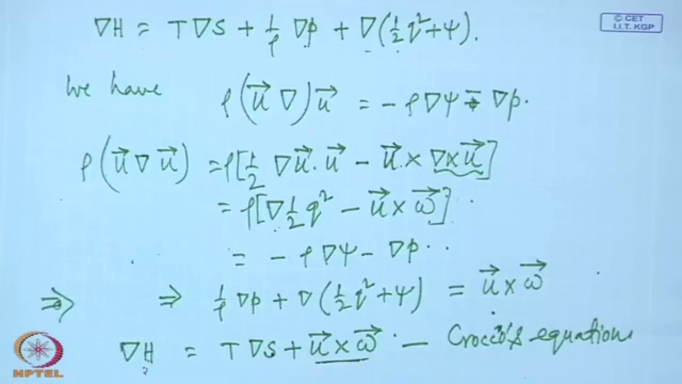So, if the entropy does not change, the flow is isentropic, okay, and if omega is 0, then the right hand side will become 0 and this H will not change. So, that constant which varies from streamline to streamline will not vary if the entropy does not change and the flow is irrotational. Okay.